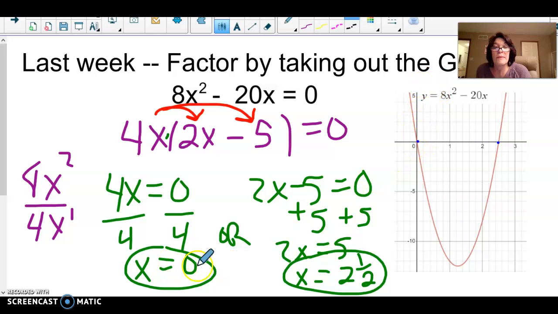Isn't that what we got? X equals 0, and x equals 2.5, right? Between 2 and 3. Okay? So the answer to this relates to the graph in that we're looking at y equals this quadratic, and we're looking at the x-intercepts where y would be 0. Algebraically, I got 0 and 2.5. And graphically, I see that 8x squared minus 20x would equal 0 at 0 and 2.5.